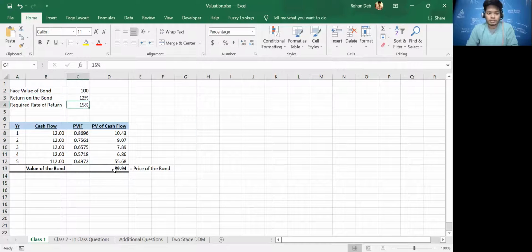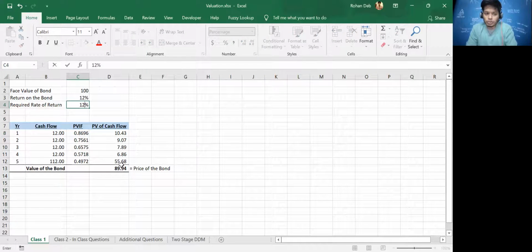Now see what happens if I change my required rate of return to 12. So this is another relationship that's taught to us in class. If the bond is giving 12% and your rate of return is 15%, you obviously want to earn more than what the bond is giving. So in that case, that's why the price is lower. You're buying that bond at a lower price and making up that difference through the difference in the price.